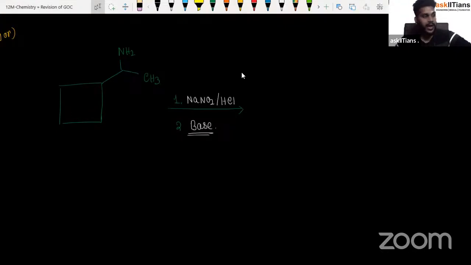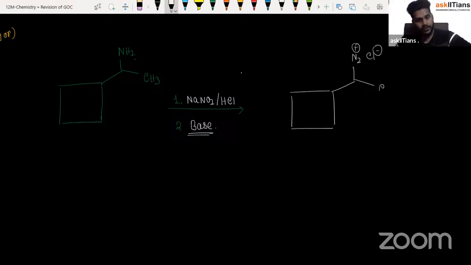NaNO2 and HCl would make it diazonium salt, right? Diazonium means N2 plus Cl minus. Then you have CH3. Now what would happen is, guys, this N2 is going to leave the system because it would undergo SN1 mechanism.